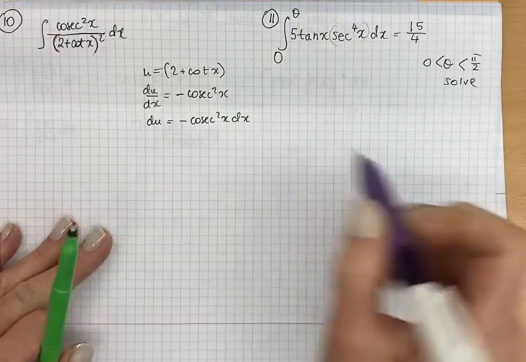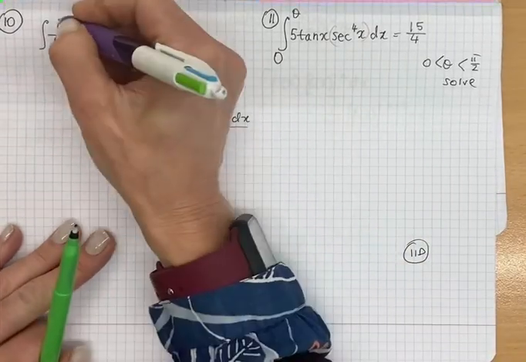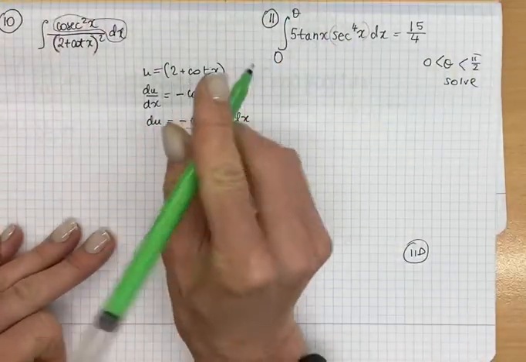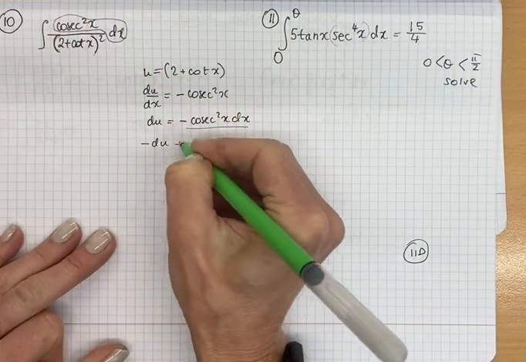And then you have a look. Have I got minus cosec squared x dx? Well, I've got a plus. So that must be replaced with minus du.